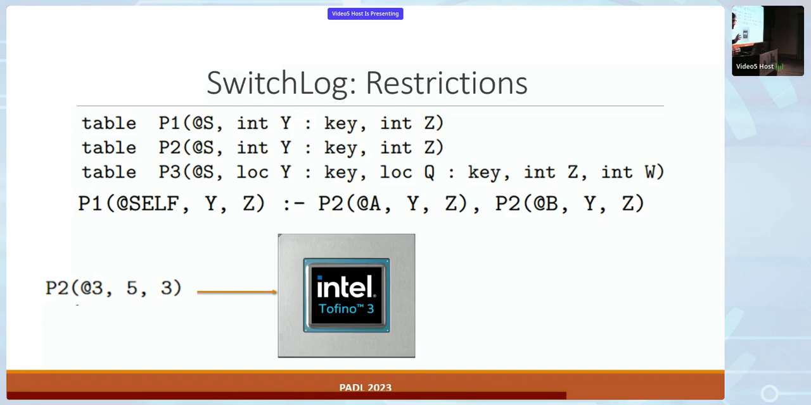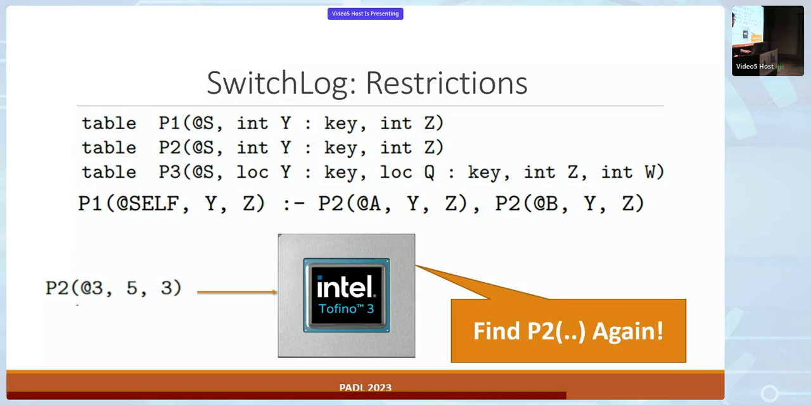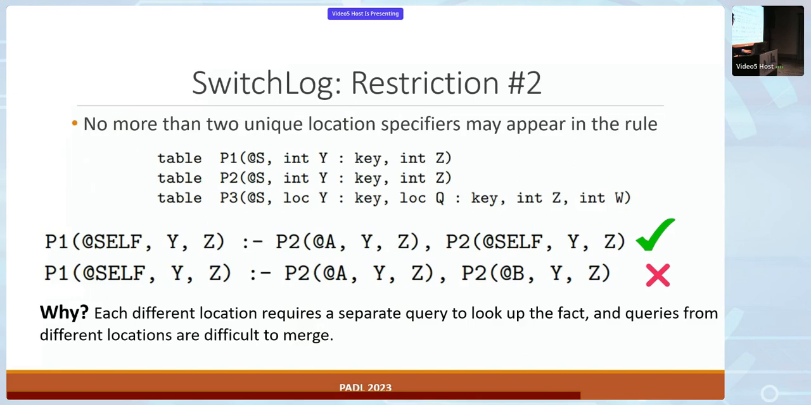But I'm kind of stuck again because I never stored P2 at AYZ. So I don't really have a way of evaluating this rule unless I query again and I keep on going on forever. So kind of stuck there. So this leads to the general restriction that no more than two unique location specifiers may appear in a rule. So in the first rule, you can see you have self A and self. So there's two. And in the second rule, you have self A and B. So this is the second restriction we have.